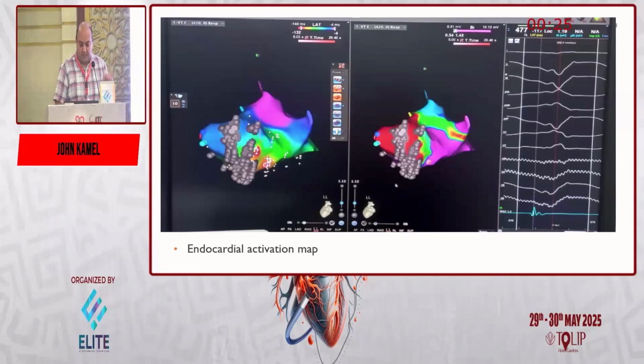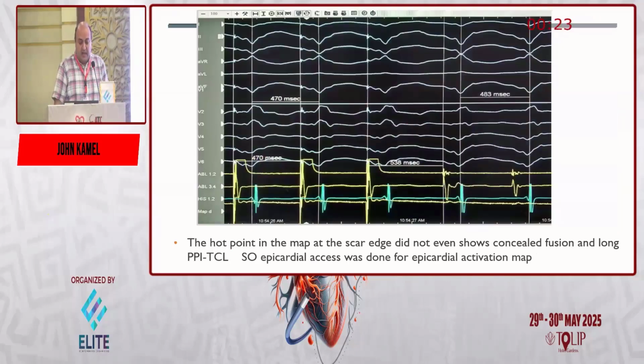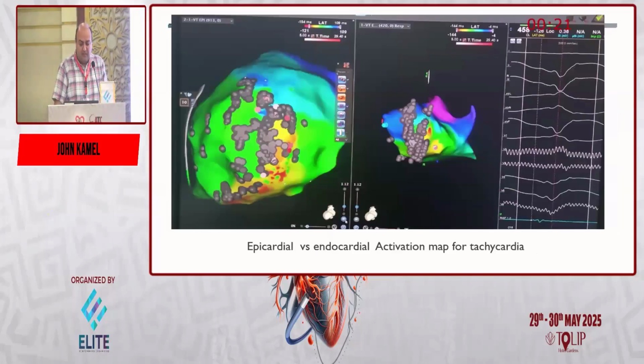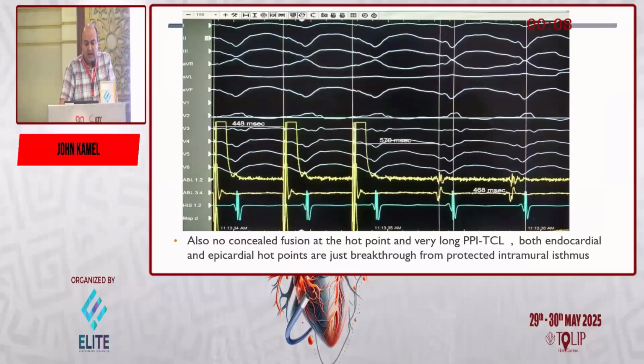I entered the epicardium for the second time, and for the second time, it is also the epicardial activation map, a lot of hot area. At this hot area, the signal is not that much preceding the QRS complex, and even the entrainment technique shows a very long PPI minus tachycardia cycle length. So I knew that the endocardial exit, or the endocardial hot point and the epicardial hot point, is not the true isthmus of such tachycardia.